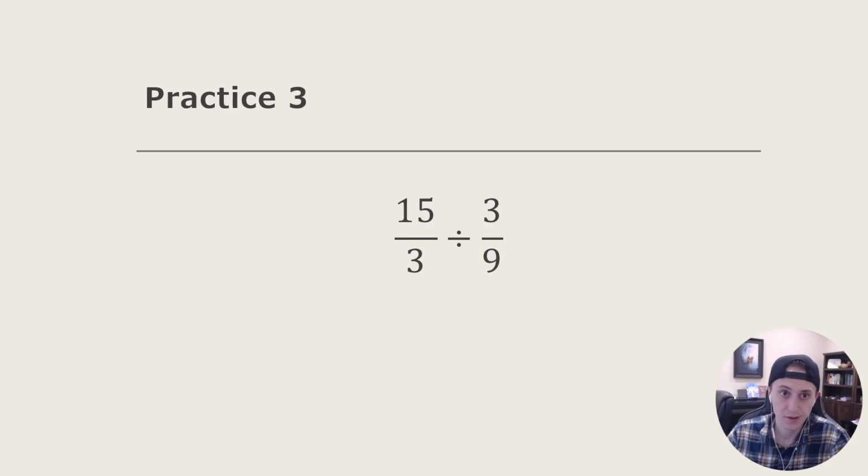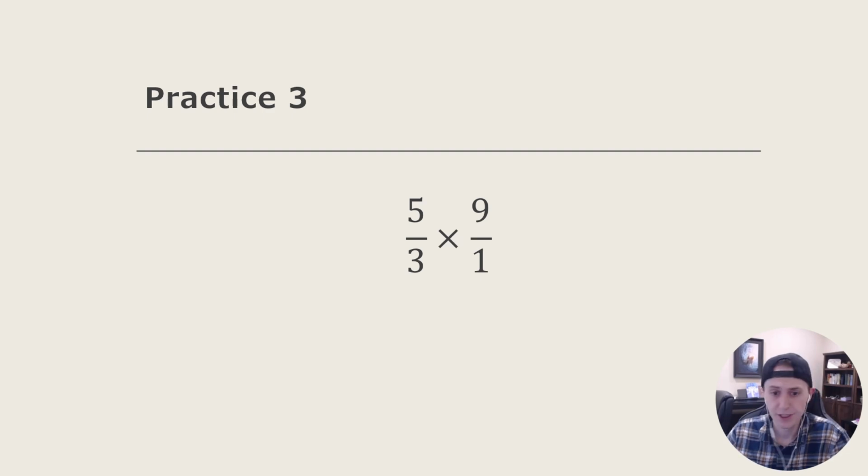So let's look at some practice problems for that. 15 over 3 divided by 3 over 9. Pause the video and solve it. The first thing that we do is flip the second number. So now we have 15 over 3 times 9 over 3. There are so many ways that you could simplify these, so I'll just pick the one that we just learned. First I see this 15 in the 15 over 3, and this 3 in 9 over 3 can both be divided by 3. And that will give us 5 over 3 times 9 over 1.